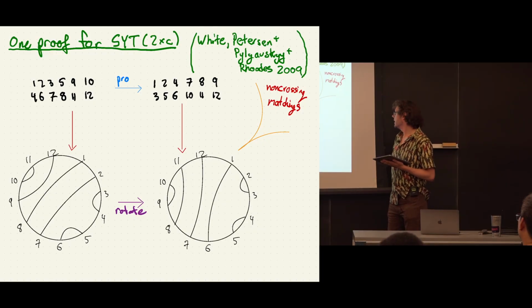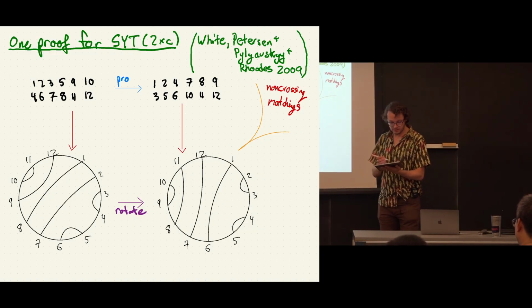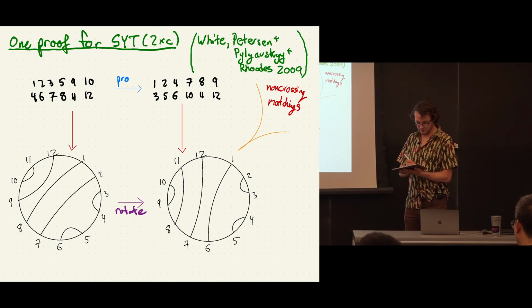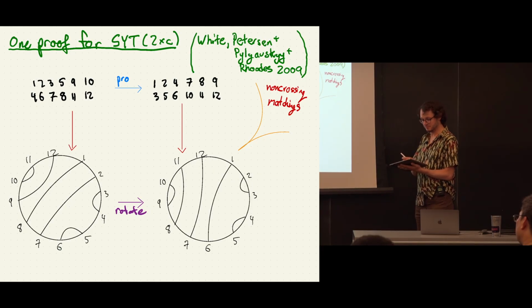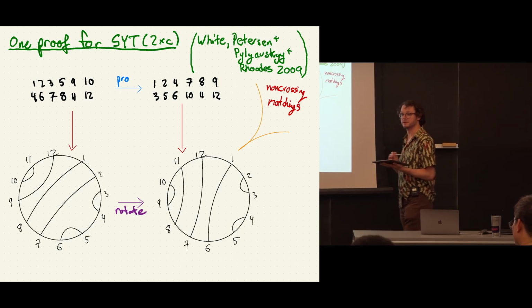Okay? And so how do we do this? Well, in each one of these arcs, there's a small end and there's a big end. All the small ends go in the top row. All the big ends go in the bottom row. That's this bijection.